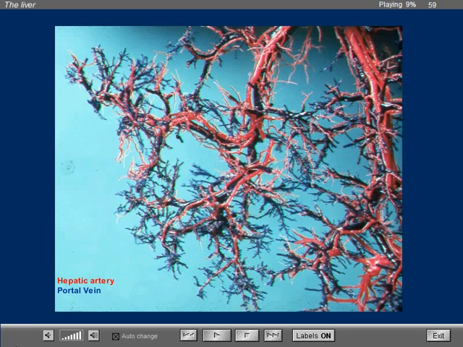This is a close-up of a segment of the right lobe of the liver, red in the hepatic artery, blue in the portal vein. There is a one-to-one branching pattern with the hepatic artery smaller than the adjacent branch of the portal vein.